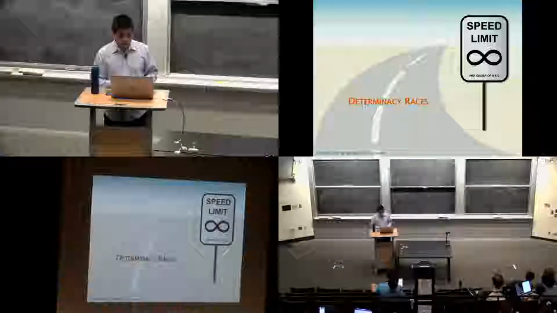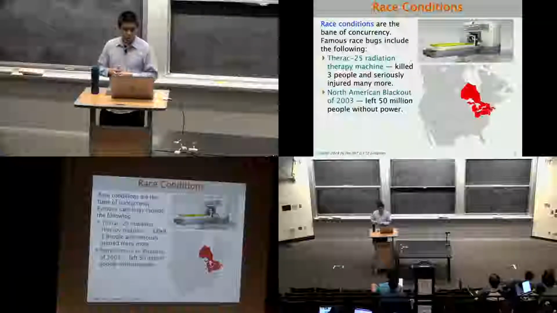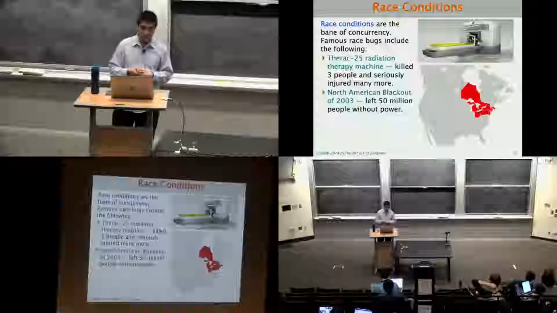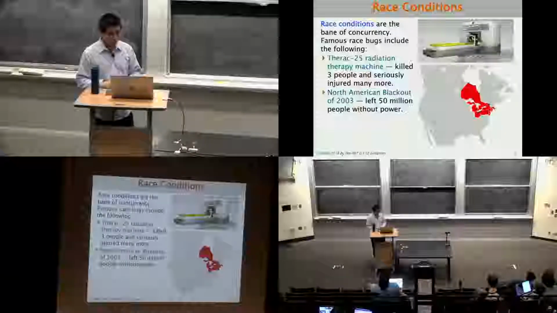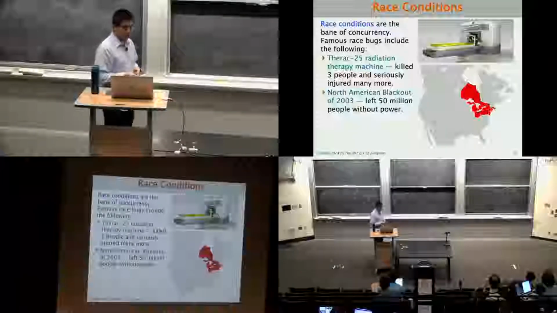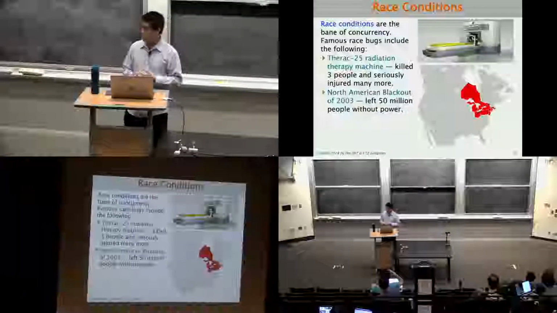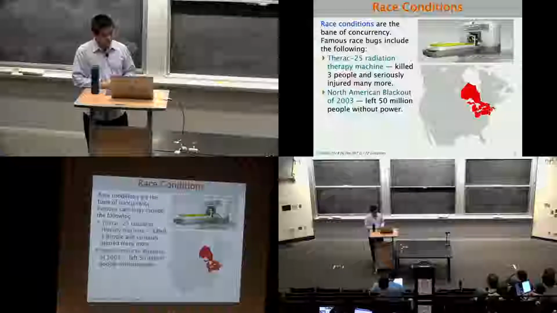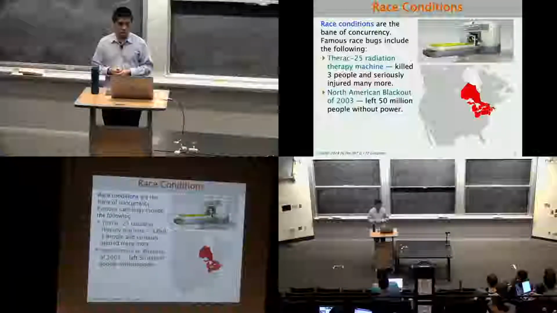All right, so determinacy races. Okay, so race conditions are the bane of concurrency. So you don't want to have race conditions in your code. And there are these two famous race bugs that cause disaster. So there's this Therac-25 radiation therapy machine. And there is a race condition in the software. And this led to 3 people being killed and many more being seriously injured.